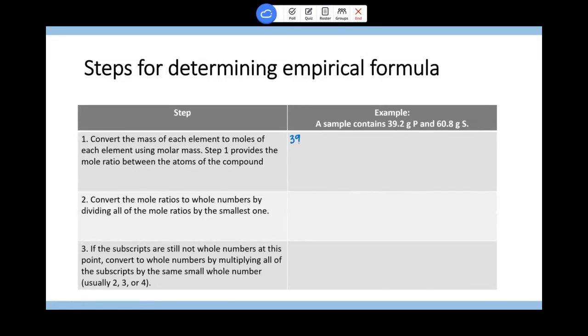So if we have 39.2 grams of phosphorus, multiply by its molar mass from the periodic table, which is 30.974. That's 1.266 moles of phosphorus. Now we do the same thing for sulfur.